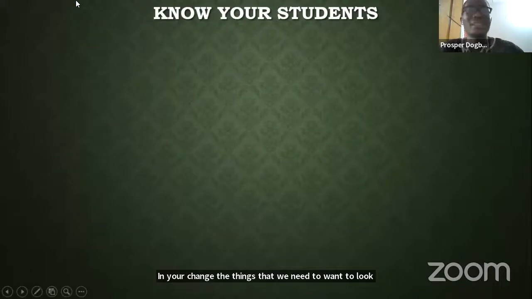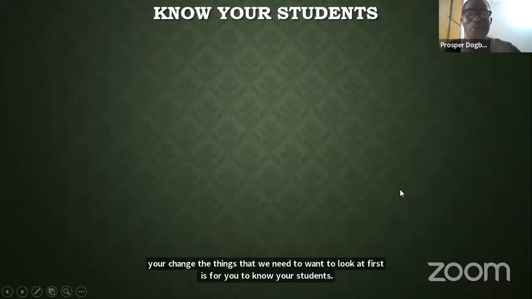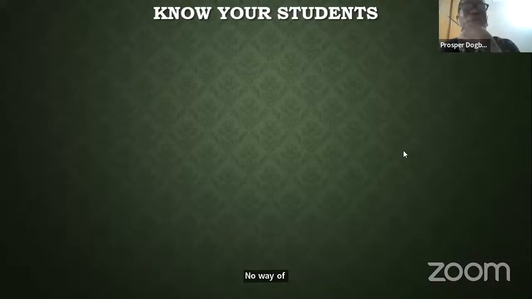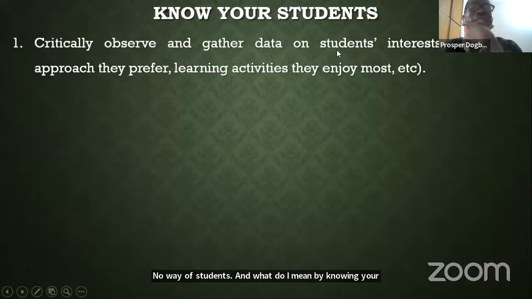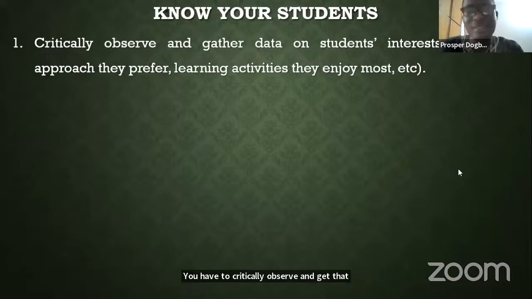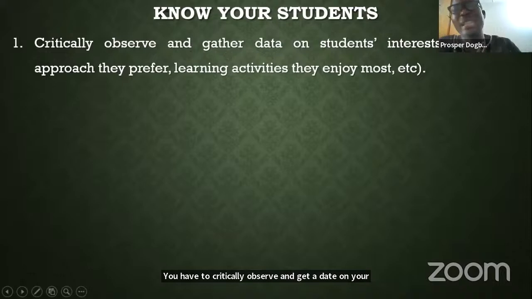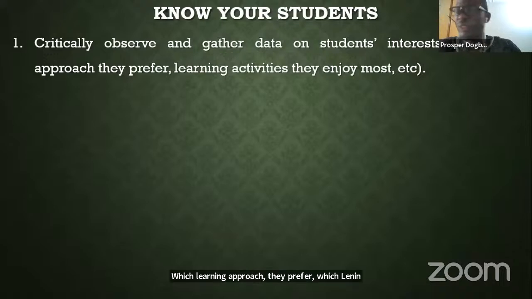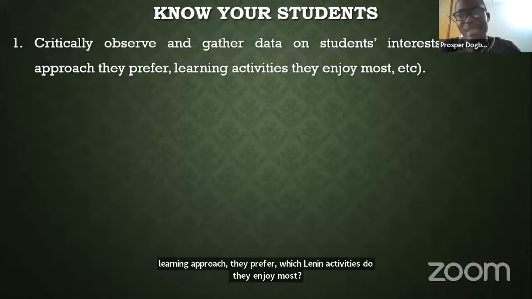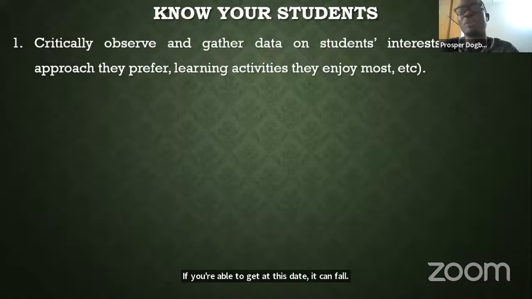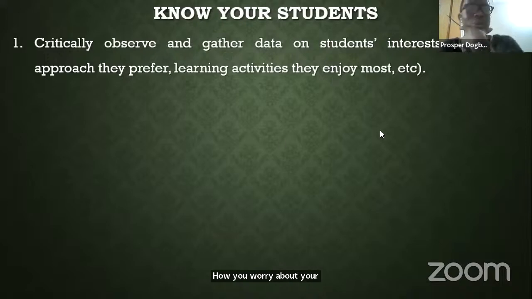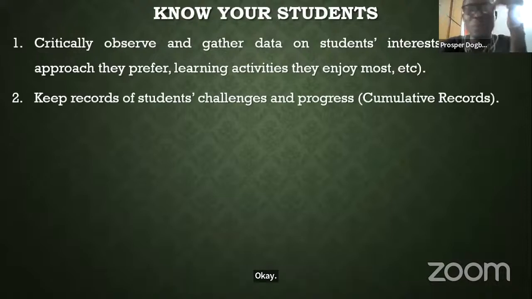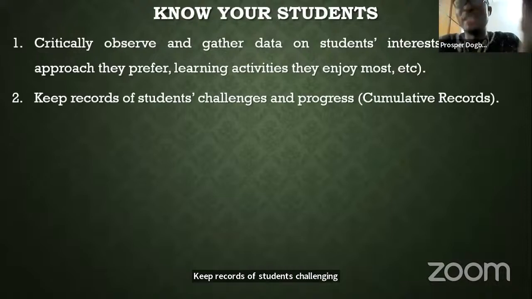First is for you to know your students. And what do I mean by knowing your students? Always you have to critically observe and gather data on your students' interests. Know which learning approach they prefer. Which learning activities do they enjoy most? If you're able to gather this data, it will inform how you go about your pedagogical process, your teaching. And that makes you a great teacher. Then, keep records of students' challenges and progress. So, there were times where we used to fill cumulative records.